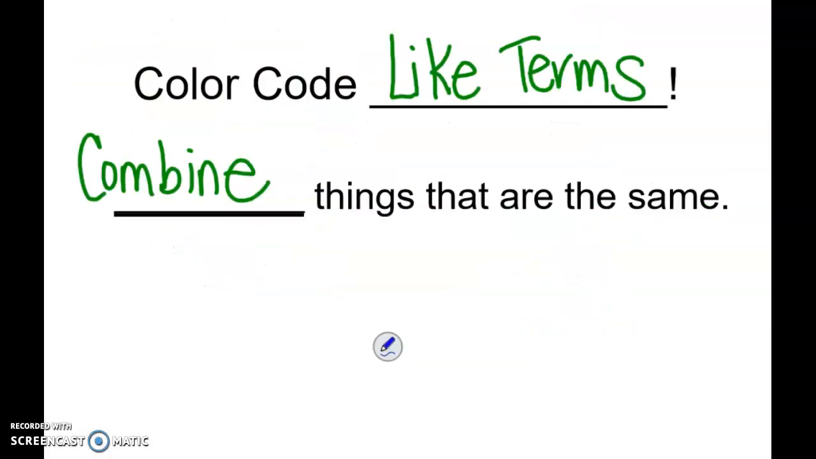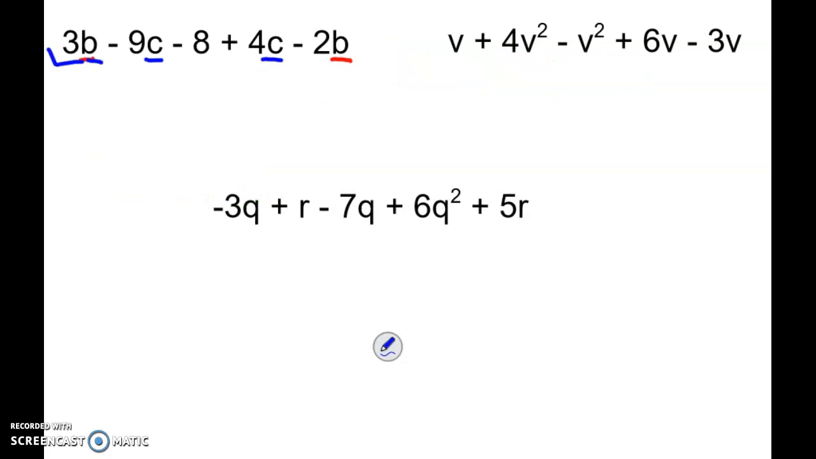Okay, so here's the big ideas, right? Write these down. Color code the like terms. And then combine those like terms. Combine the things that are the same so that you get it simplified down. Okay? So let's do a couple more examples at the bottom of your paper.